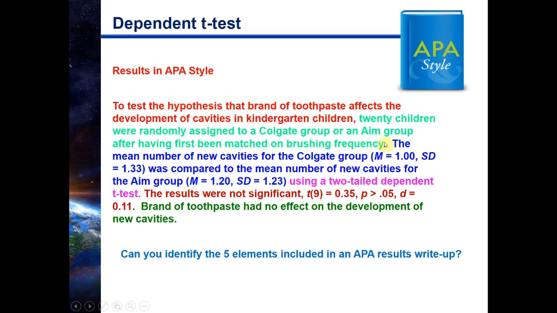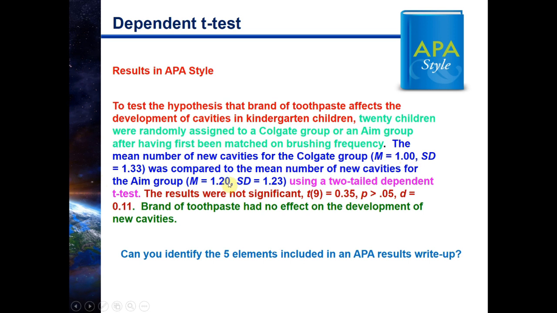The second element is to explain what the dependent variable was. In other words, people are going to want to know what scores you analyzed. So the mean number of new cavities for the Colgate group was compared to the mean number of new cavities for the AIM group. Here this provides details on the dependent variable, and it's the number of new cavities, and we're comparing the means. It's just conventional for t-tests to include the mean and standard deviation for each of your 2 groups.